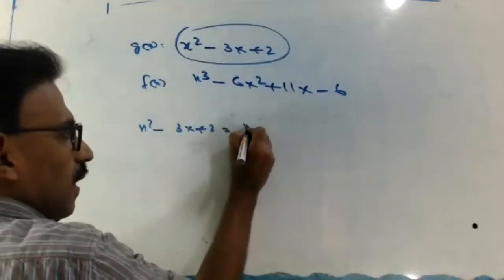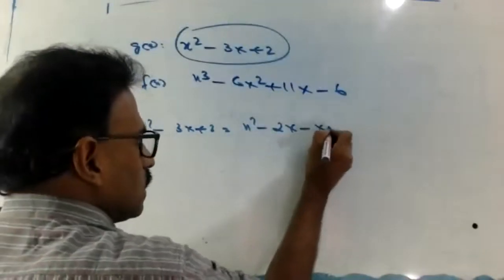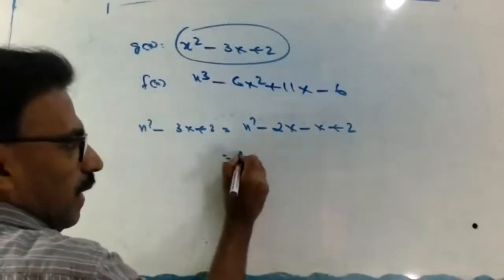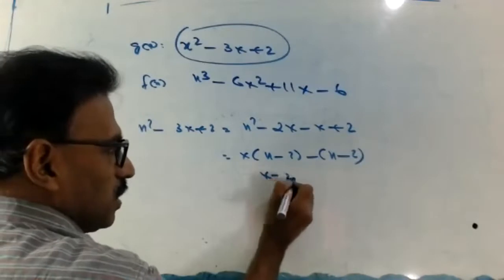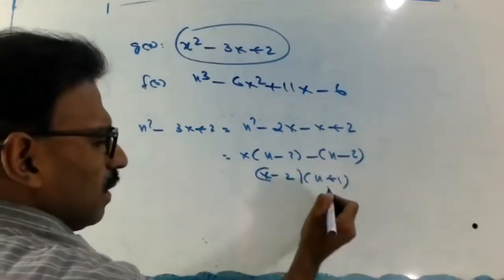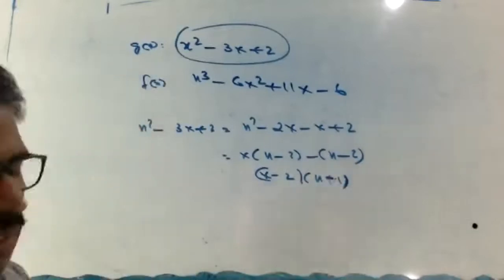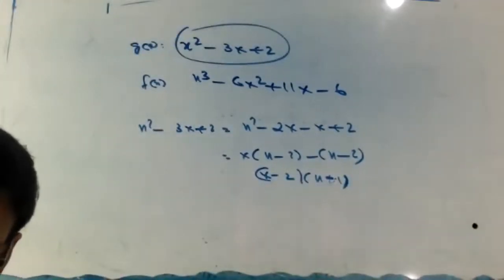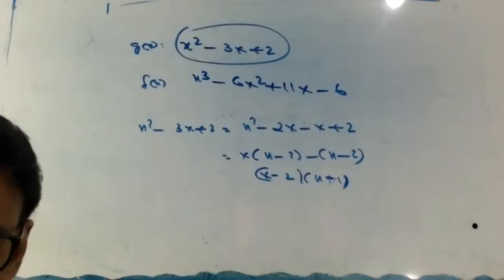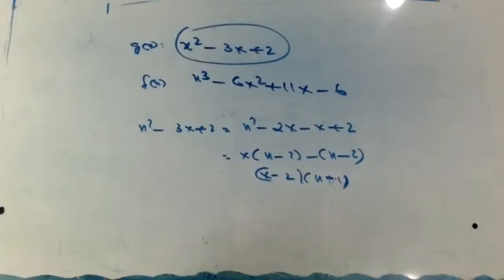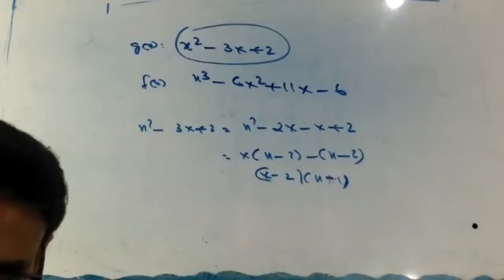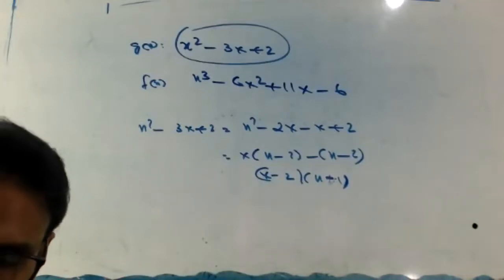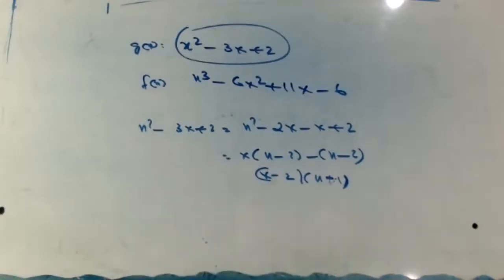You can write x square minus 2x minus x plus 2. That is x outside x minus 2 minus outside x minus 2. So x minus 2 into x minus 1. Correct or no? Listen, sometimes this question comes without using long divisions. Sometimes this question chance to come, usually come like that only, without using long divisions. Okay. Show that factor. So factorize it. Okay.